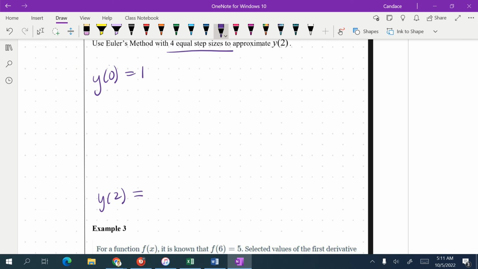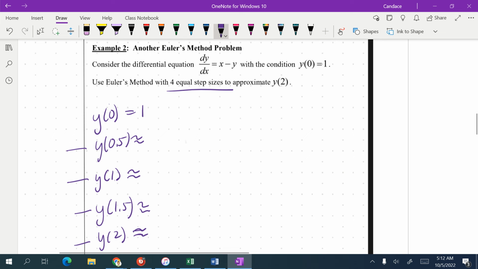So I know that halfway in between would be y of 1. And again, we're approximately here. And then halfway in between these two would be y of 0.5. And then halfway in between these two would be y of 1.5. So you'll see that I have 1 step, 2 steps, 3 steps, 4 steps right there. So that's where I'm getting the step size of 0.5.